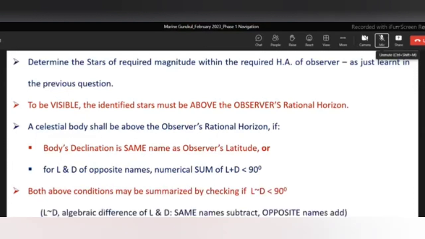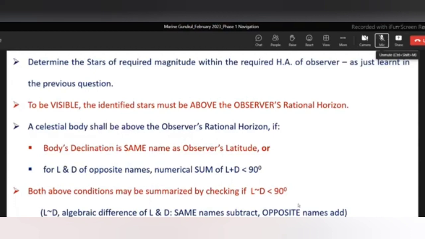What do we mean by L difference D here? Please note, it means we are talking of the algebraic difference between latitude and declination. And algebraic difference means that if they are same names, you subtract. And if they are opposite names, you add. And if the algebraic difference is less than 90 degrees, the body shall be above the rational horizon and hence visible.